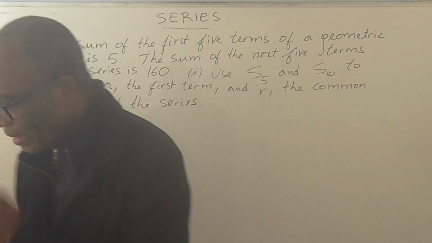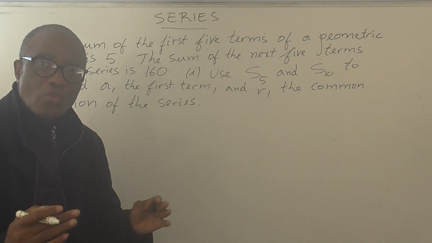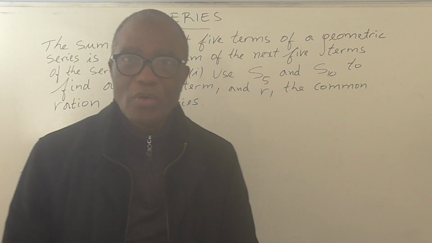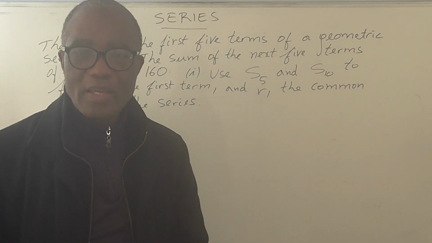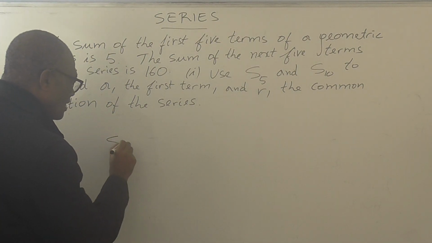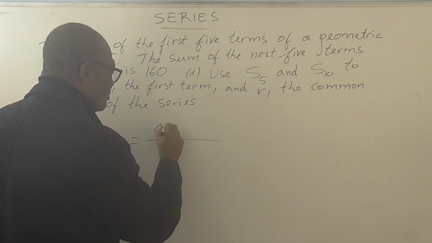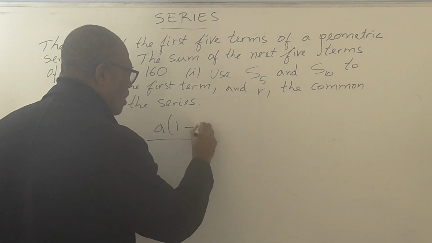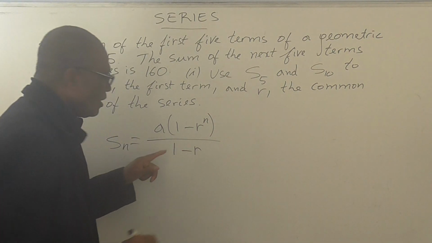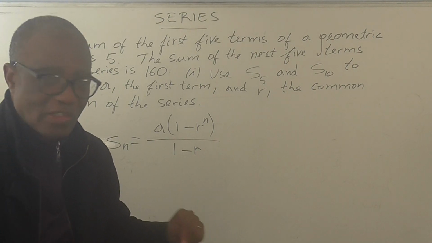Now, we need to know what formula we are going to use. In your formula book, get the appropriate formula there for the sum. The sum of the geometric series, Sn, is equal to A bracket 1 minus R to the power n, over 1 minus R. This formula gives the sum of a geometric series.